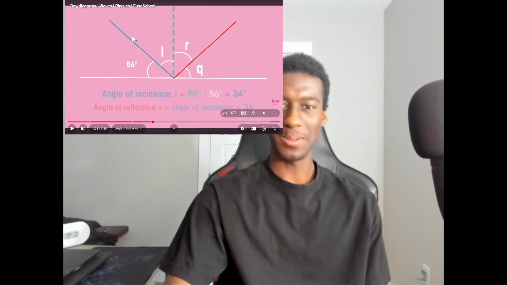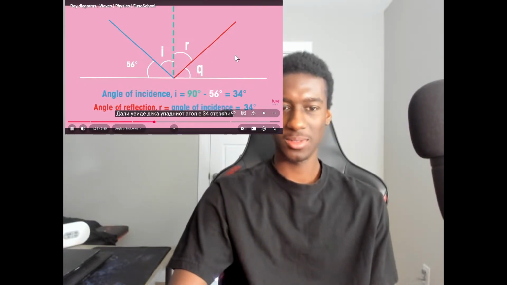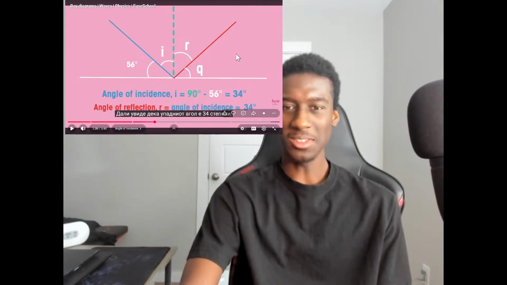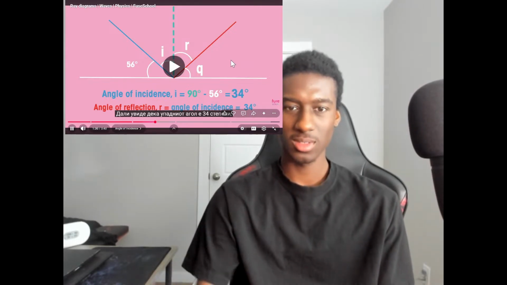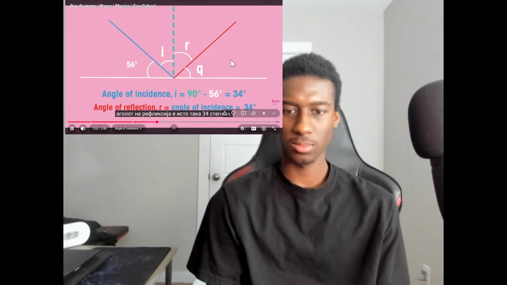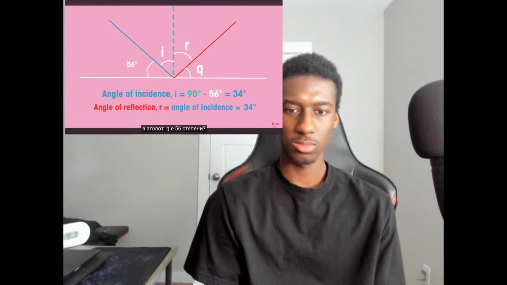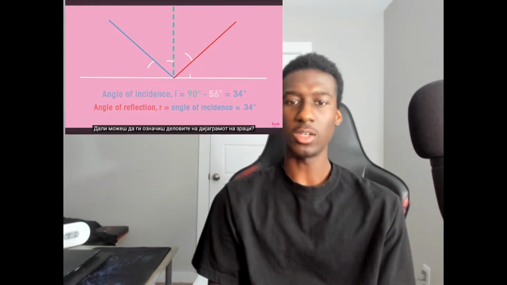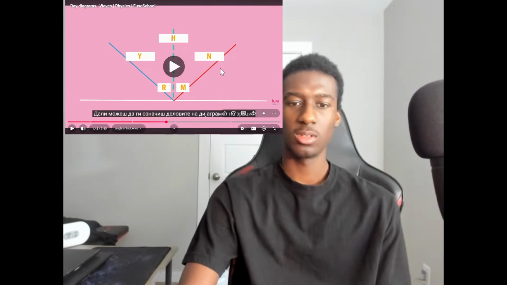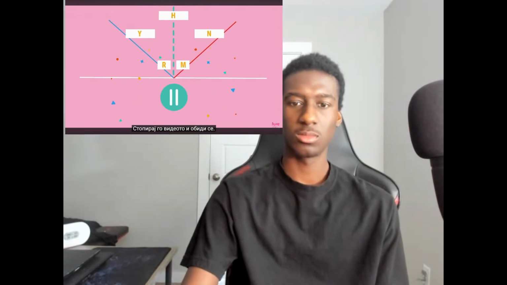The angle of I. Did you get the angle of incidence? I think you had to do math to do this or something. This is 34 degrees. And the angle of reflection is also 34 degrees. And angle Q is 56 degrees. Okay, so you label the different parts of this reflection ray diagram. Pause the video and give it a go.